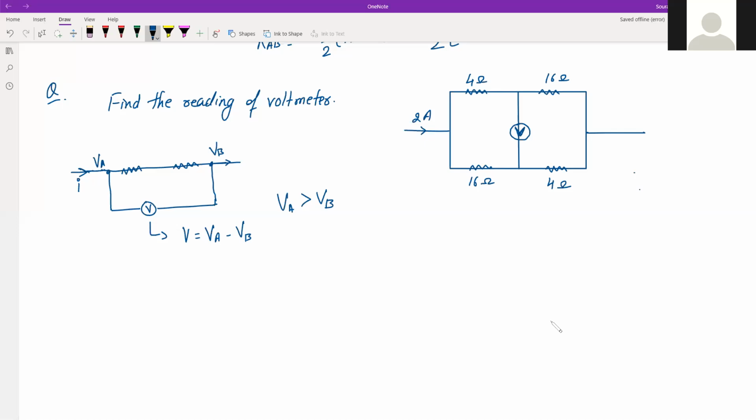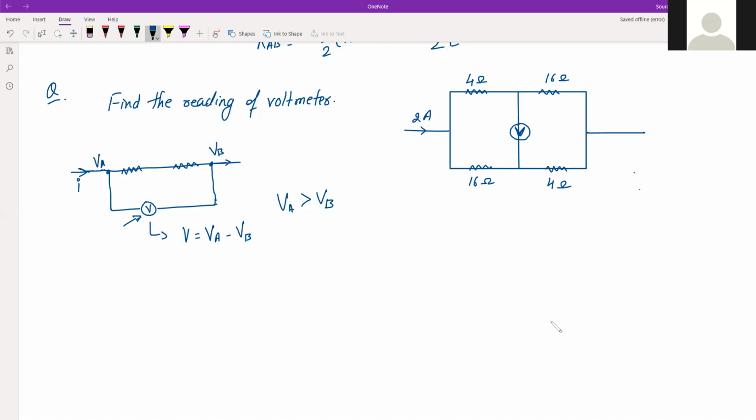Right? Why does potential decrease? Because it has to overcome some resistance or opposition offered by a conductor. In order to do that, it loses some energy. That is nothing but loss in potential. So obviously VA will be greater than VB, and VA minus VB will be shown by this device called a voltmeter.